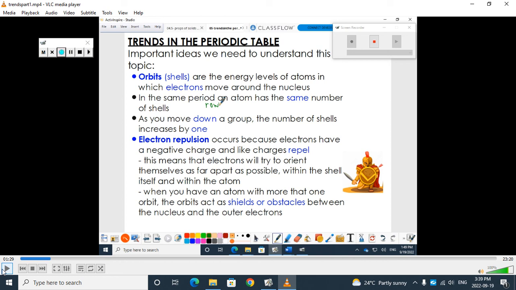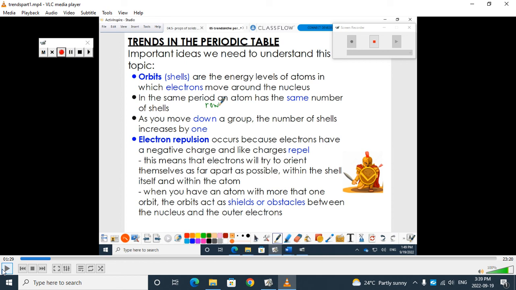So the next important idea about the trends is electron repulsion. Because electrons have a negative charge, and like charges repel, opposites attract, electrons will try to orient themselves as far apart as possible, both within the shell itself and within the atom.